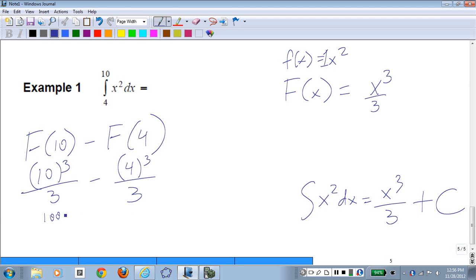So 1,000 over 3 minus 64 over 3 is going to tell us the area bounded by this curve and the x-axis. So I'm thinking 936 over 3, and that's got to be divisible by 3, huh? Maybe 312. There we go. 312.